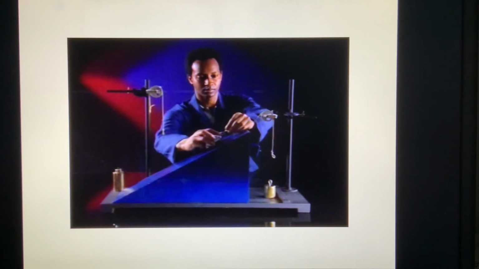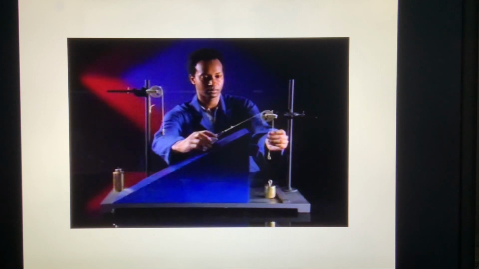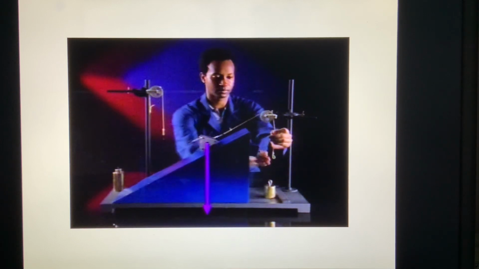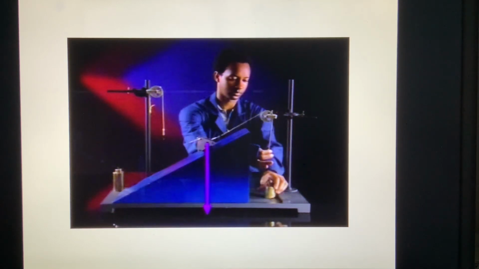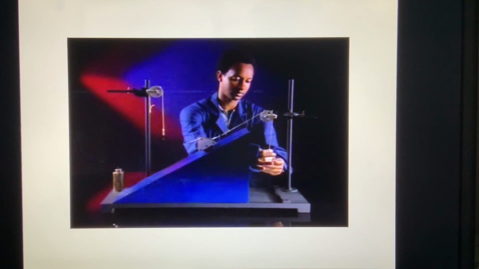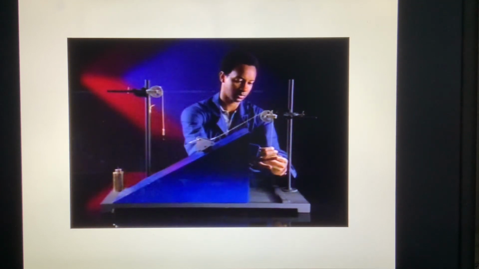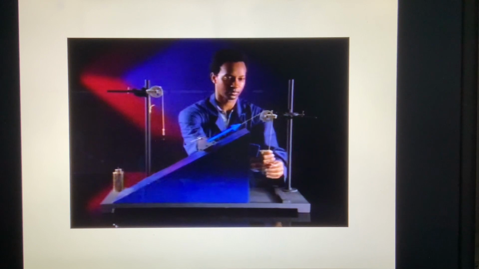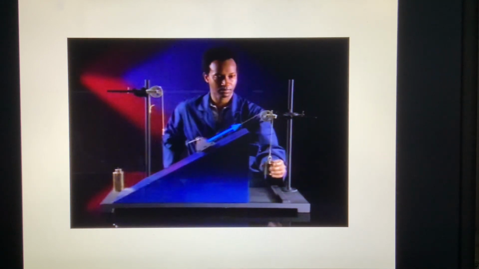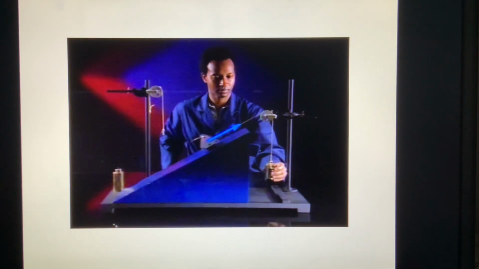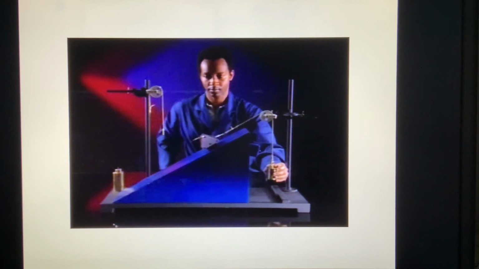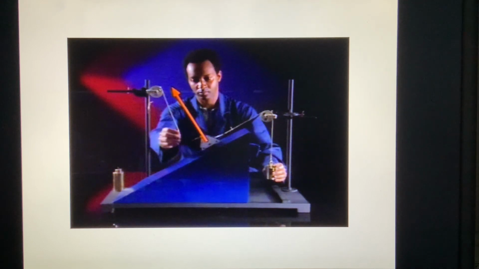This cart on an incline is acted on by three forces: a downward gravitational force, a force along the direction of the incline supplied by this weight and string, and a force perpendicular to the incline provided by the incline itself.